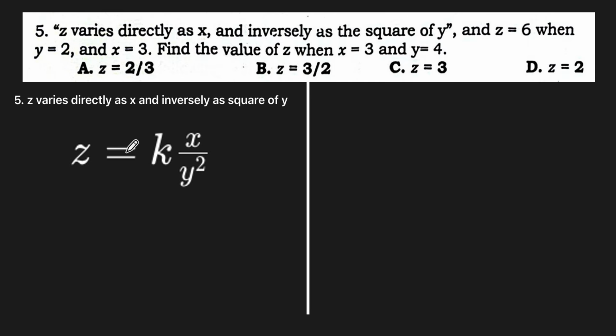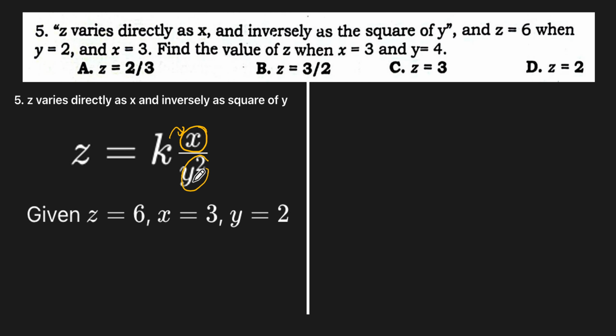Z varies directly as x. So, x, we can write it in our numerator. And the y squared, or the square of y, would be written here in the denominator. So, maybe you can write the k here beside the x, or you can write k here. It's up to you.